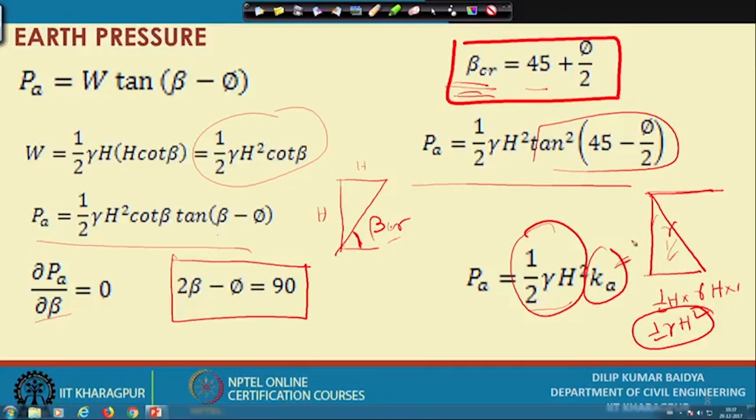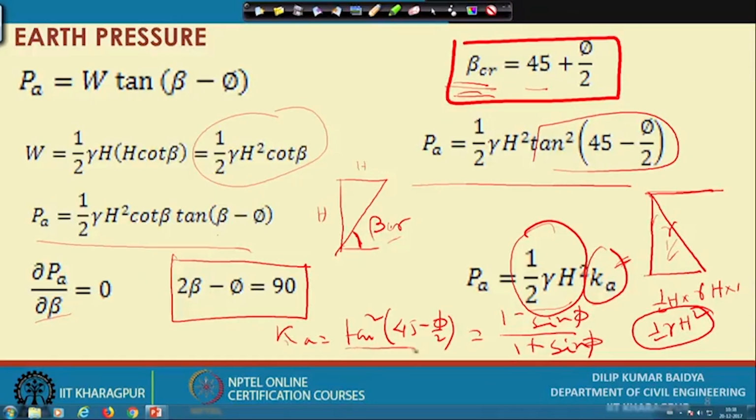So, that we are denoting as K A, the active earth pressure coefficient. K A will be equal to tan square 45 degrees minus phi by 2, or it is 1 minus sin phi by 1 plus sin phi. This is the thing you have to remember, it will always be required. So the active earth pressure coefficient is either in tan form, tan square 45 degree minus phi by 2, or in sin form, that is 1 minus sin phi by 1 plus sin phi. Either way one can remember.